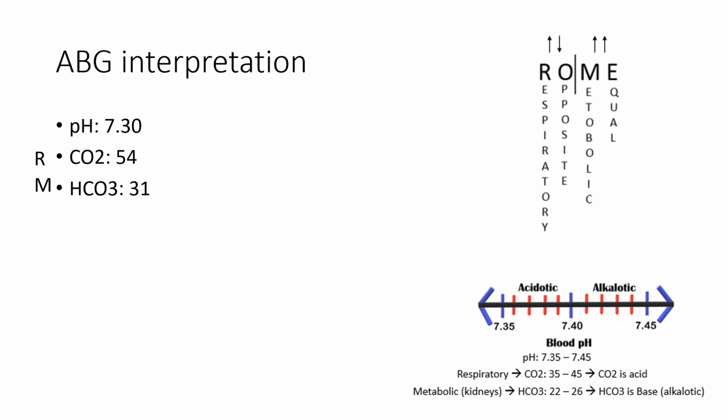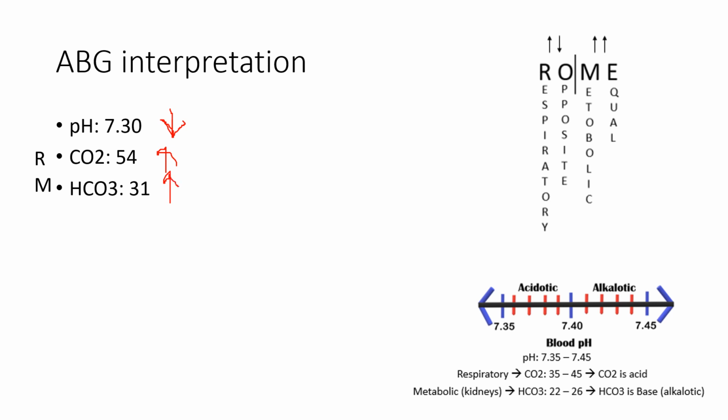Okay. ABG interpretation for this one. So looking at this, we have a pH of 7.30. So that is low because it's less than the 7.35. So we're going to do an arrow down. Our CO2 is 54. Our normal range is 35 to 45. So our CO2 is high. Our HCO3 is 31. Our normal range is 22 to 26. So our HCO3 is high.